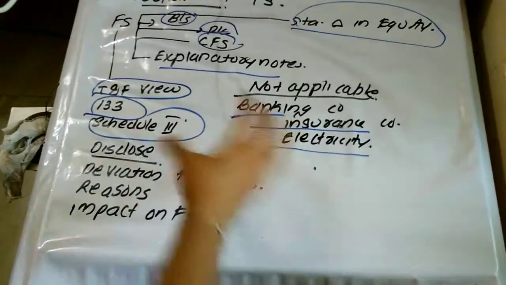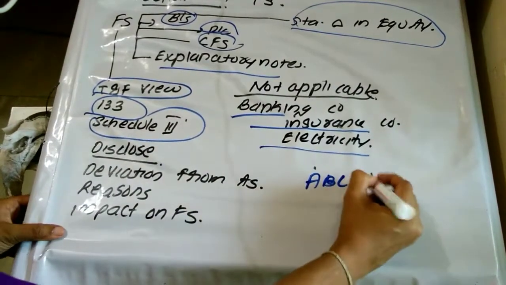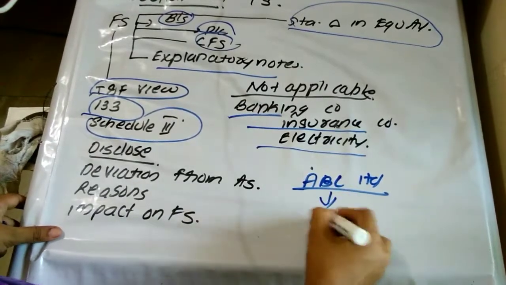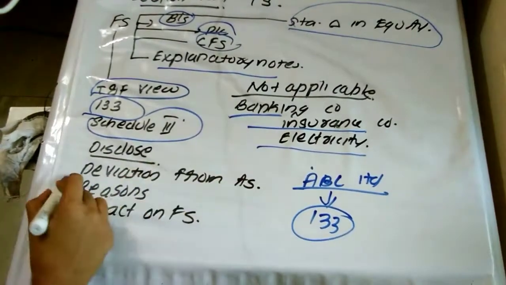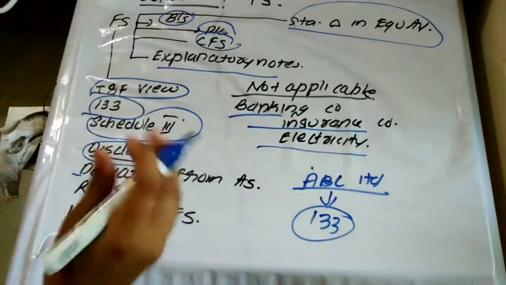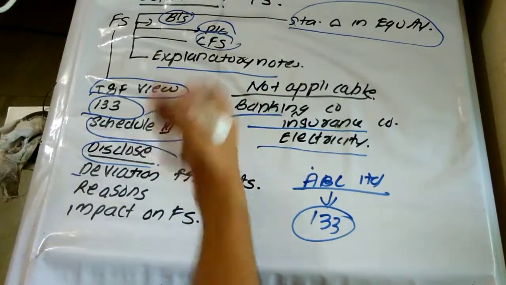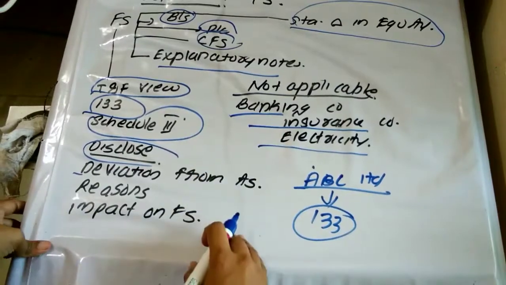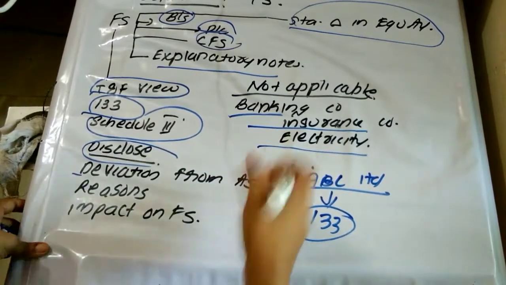Then suppose ABC Limited fails to comply with what? The accounting standard requirements under section 133. They fail to comply with the same, so they have to make disclosure. If a company fails to prepare the financial statement as per the accounting standards prescribed by ICAI, or by the central government in consultation with ICAI, now NFRA will come to act.